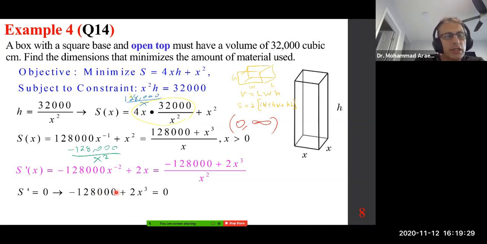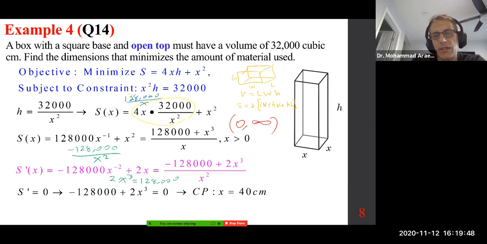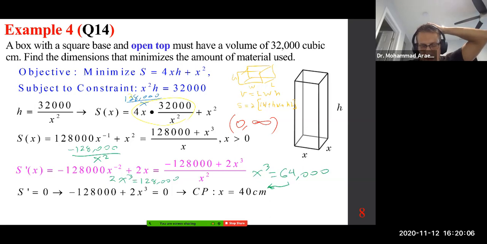by setting 2x cubed equals 128,000. Divide by 2, you get x cubed is 64,000. Take a root, x cubed is 64,000, class. And if you take a cube root, you get 40 centimeters.